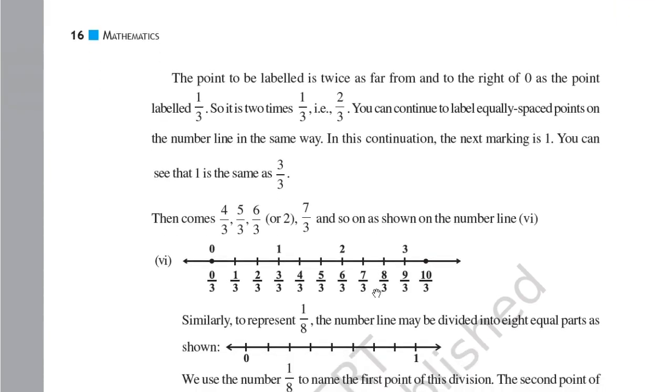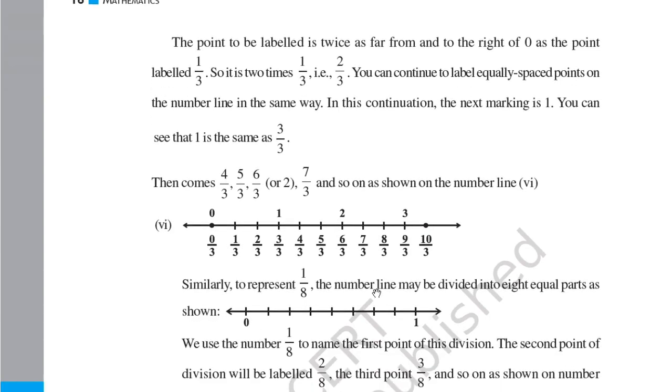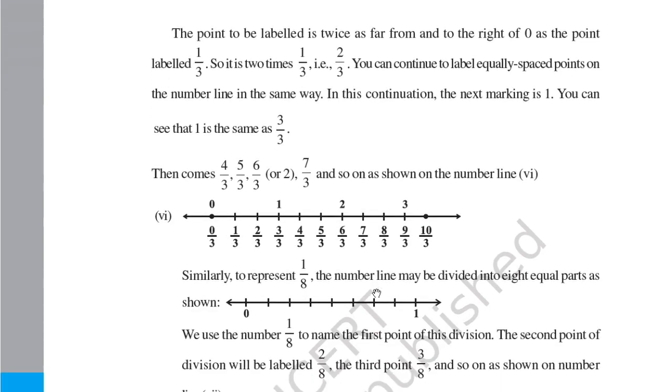You can also continue to label equally spaced points on the number line in the same way. In this combination, the next marking is 1. You can see that 1 is the same as 3 by 3, so 3 by 3 becomes 1, and it is equally spaced. Then comes 4 by 3, 5 by 3, 6 by 3, that is 2, and here 7 by 3 and so on, as you can see in number line 6.